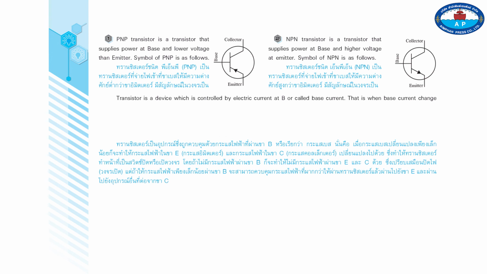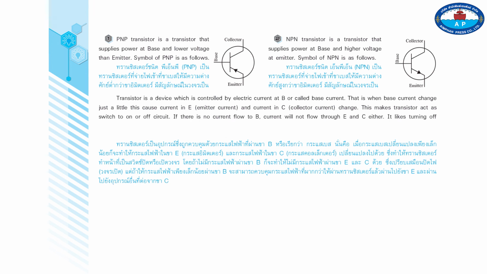A transistor is a device which is controlled by electric current at B, called the base current. When the base current changes just a little, this causes the current in E, the emitter current, and the current in C, the collector current, to change. This makes the transistor act as a switch to turn a circuit on or off. If there is no current flowing to B, current will not flow through E and C either. It is like turning off a switch, an open circuit. But if just a small amount of current flows to B, we can control more current passing through the transistor to E and on to other devices connected to C.